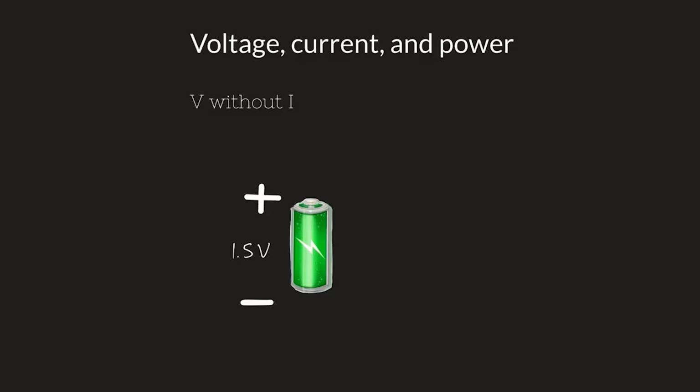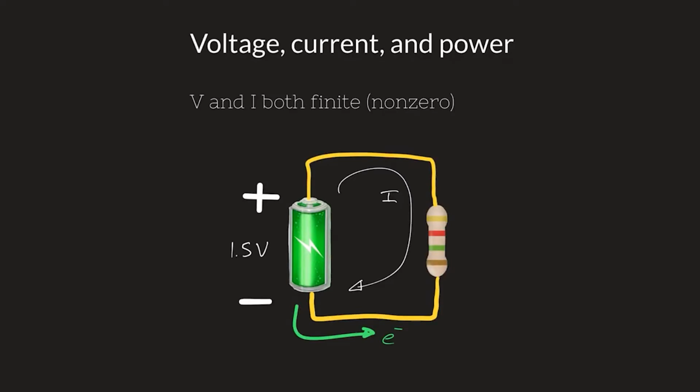Here's one example. A battery. It's got a voltage difference between the two terminals. There's no current unless you consider the fluctuational currents inside, but those we can ignore. Okay, so how about a non-zero voltage and current? That's the typical thing that you would expect to be working with.